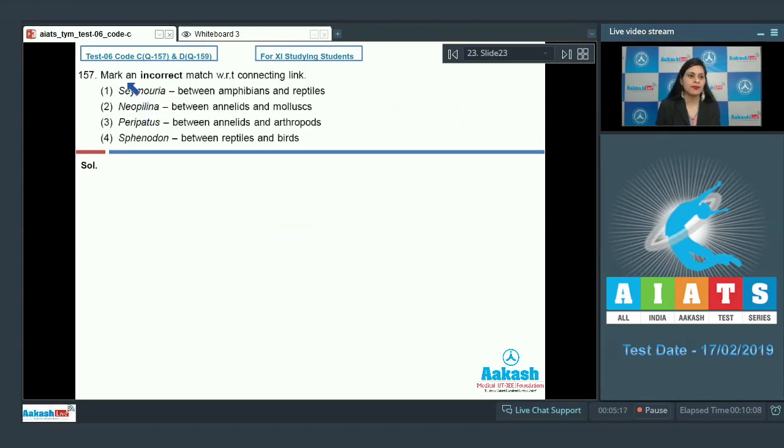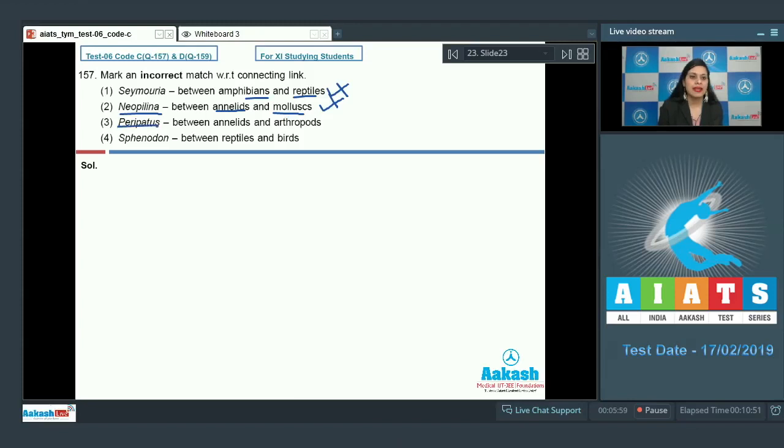Question number 157. Mark an incorrect match with respect to connecting link. And the very first match is Seymouria, and the match is between amphibians and reptiles. And as it is a correct match, so this cannot be a correct answer to our question. Seymouria is a connecting link between amphibians and reptiles. The next option is Neopilina, and it is a connecting link between annelids and mollusks. And as it is a correct match, so this cannot be a correct answer to our question. Neopilina, it belongs to the phylum Mollusca, and it is a connecting link between annelids and mollusks.